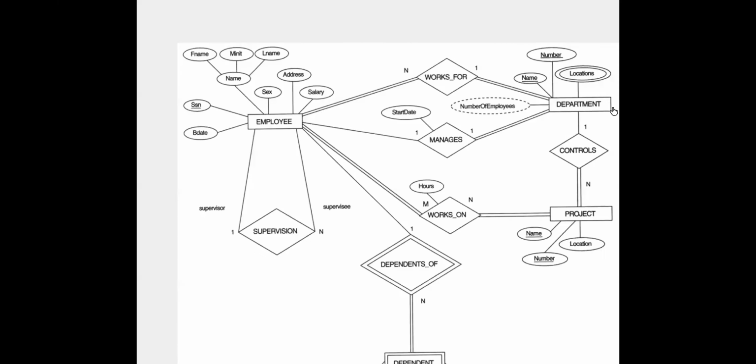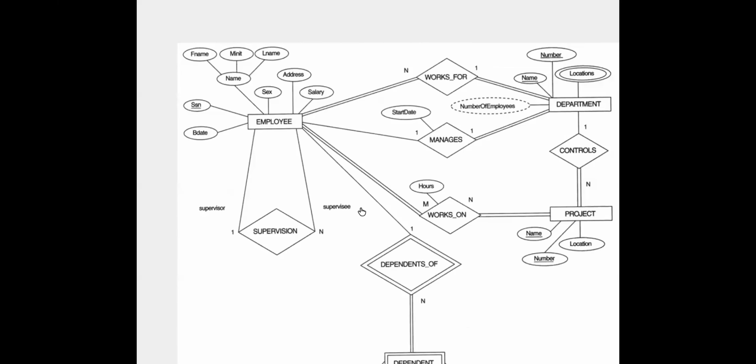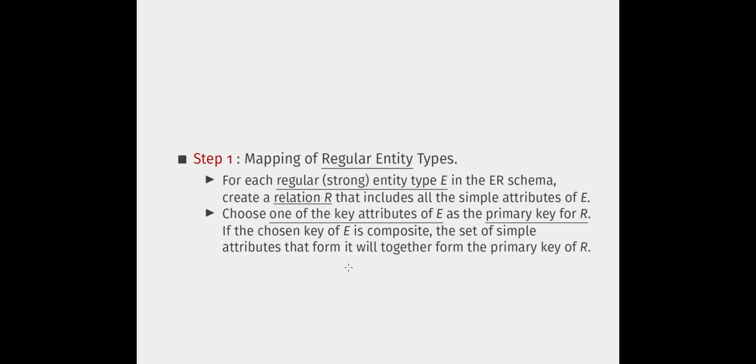Similar to that, department. Okay, we have two key attributes. Take one of them as a primary key. So if you go to department, we can say this one is also qualified, but we select only one. We select department number as the primary key. Then project, again, name. Okay, we have discussed that, right? That is regular entity types.